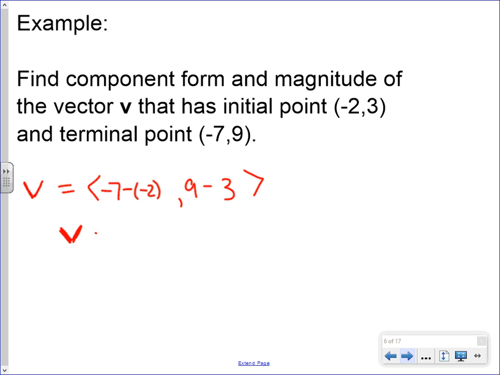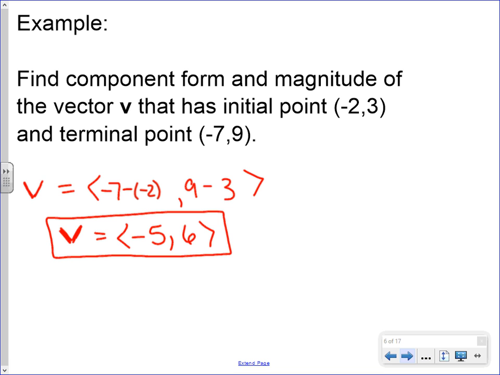So vector V would be negative 5, 6. Which quadrant does vector V live in? Second quadrant. Okay, good.